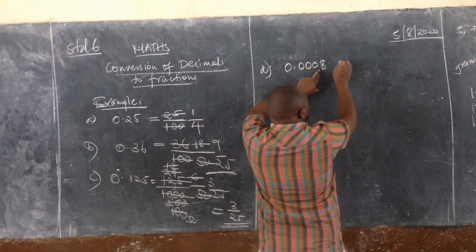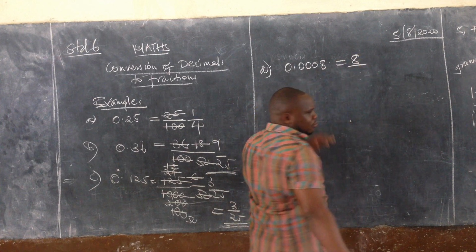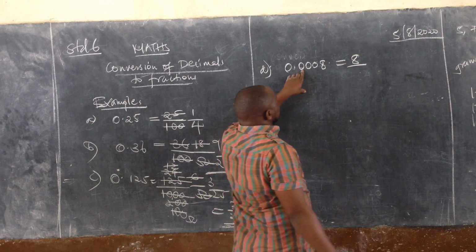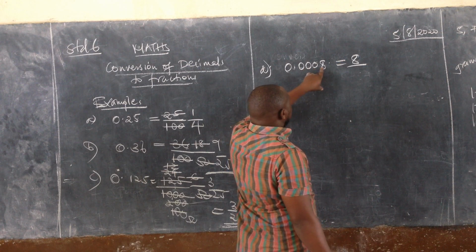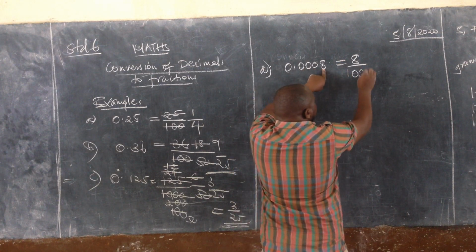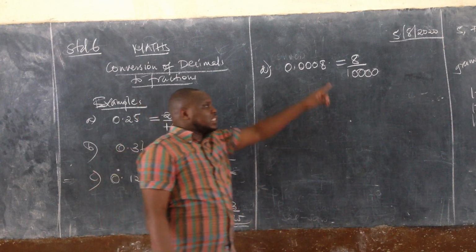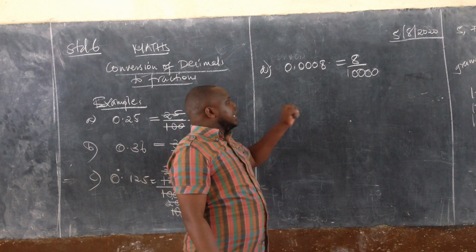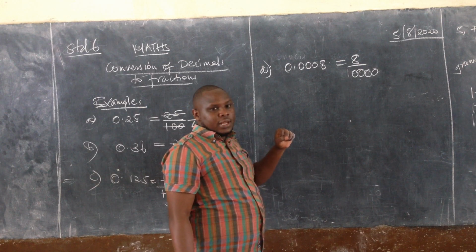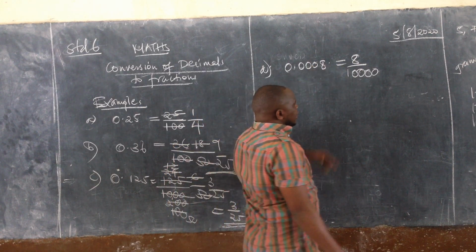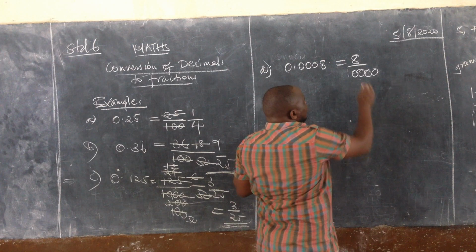So you simply write this whole number on top as a numerator. Check how many decimal places there are: 1, 2, 3, 4. So a number with 4 zeros, that is going to be 10,000. So that's the first step, but that's not the answer, learner. After getting that, you move ahead and check whether these numbers are divisible. Is there a common divisor? Yes, you can divide both numbers.